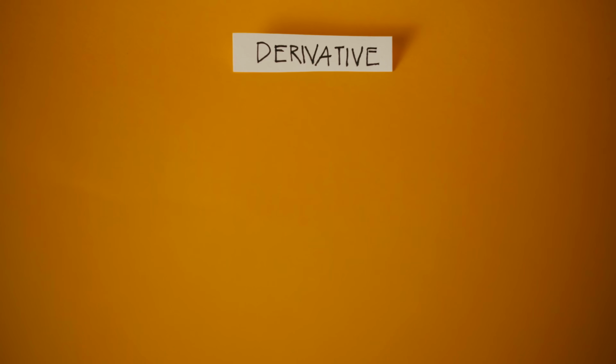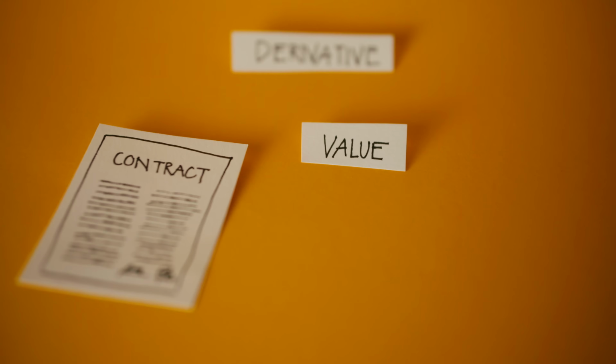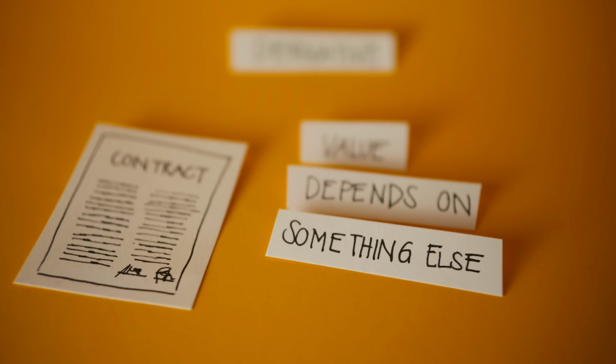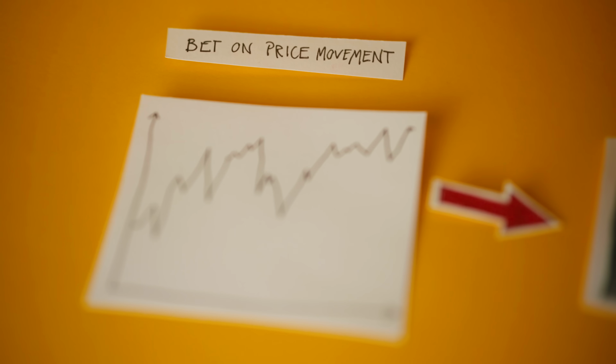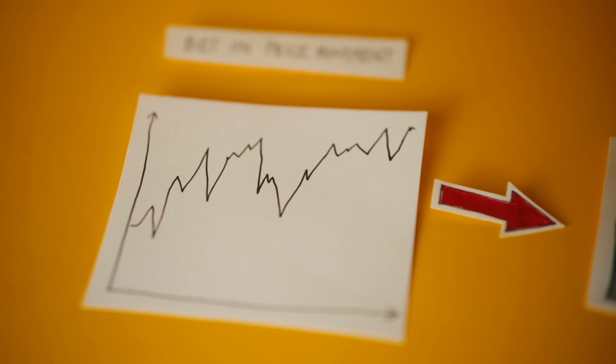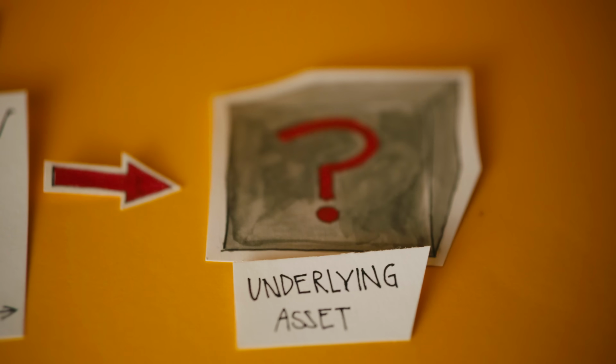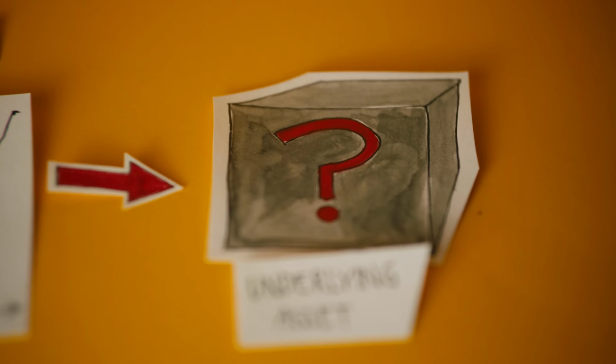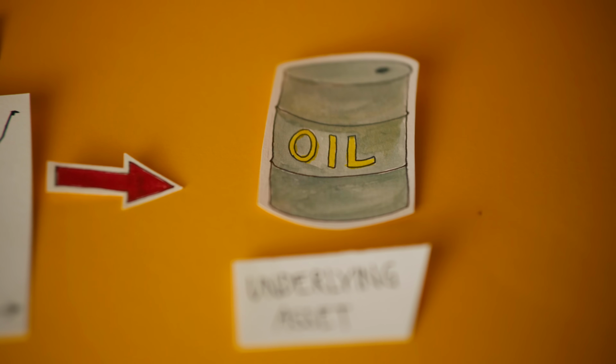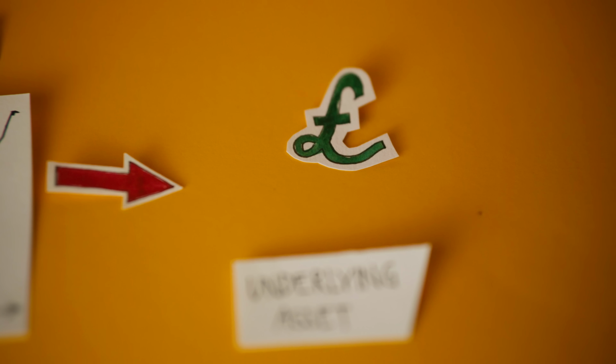Okay, but now back to our actual question. What even are derivatives? A derivative is basically a contract whose value depends on something else. It functions as a sort of bet on the price movement of something else. That something else is called the underlying asset. It can be anything, like a stock, a barrel of oil, an interest rate, a currency, or it can also be totally random stuff, like the weather or wheat.